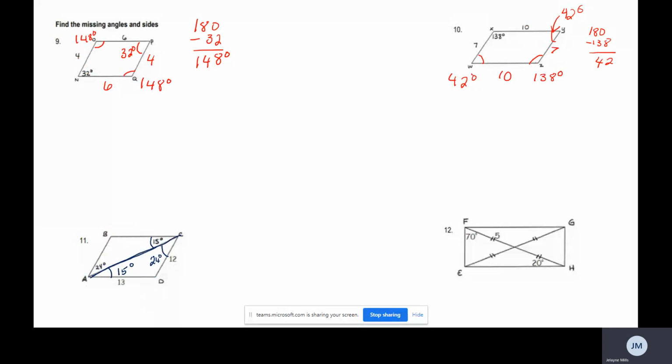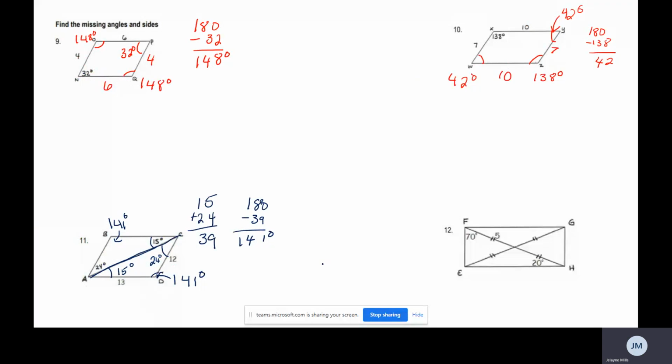If I want to find B and D right here, all I have to do is add these two up. So 15 plus 24 equals 39. And then I'm going right back to what I did here. Adjacent angles are 180. So I'm going to say 180 minus 39. So this guy right here is 141 degrees, which means that this guy is 141 degrees.